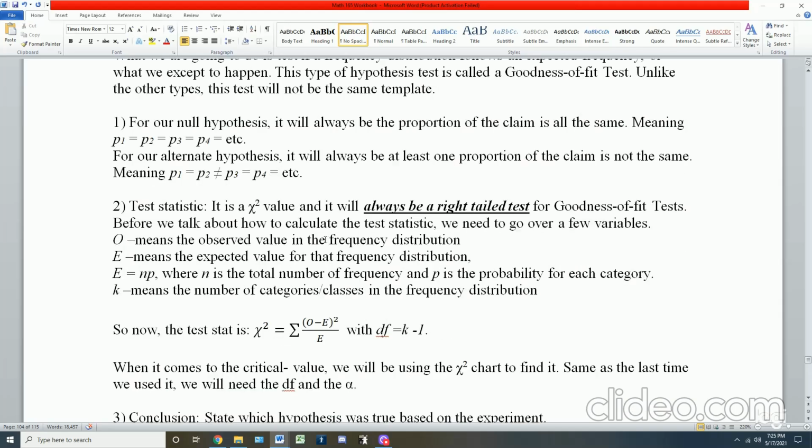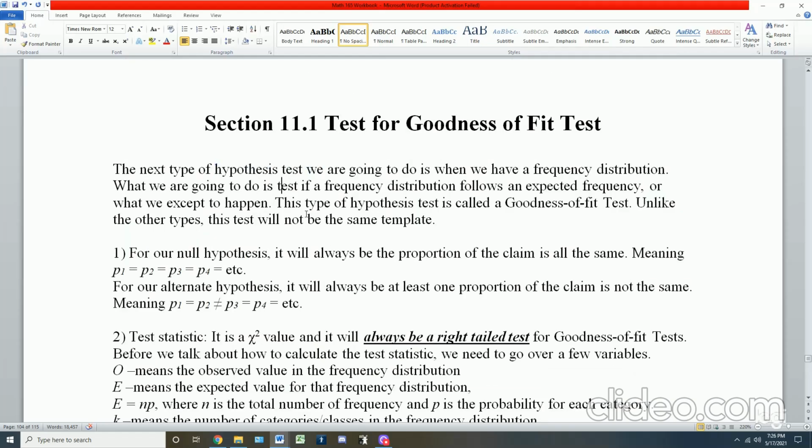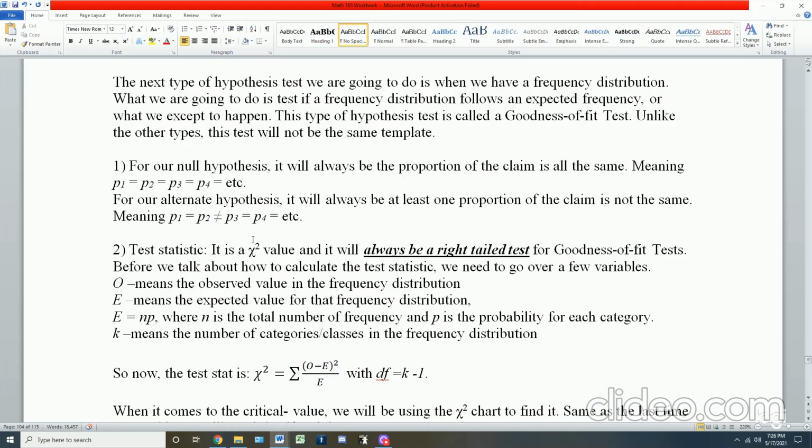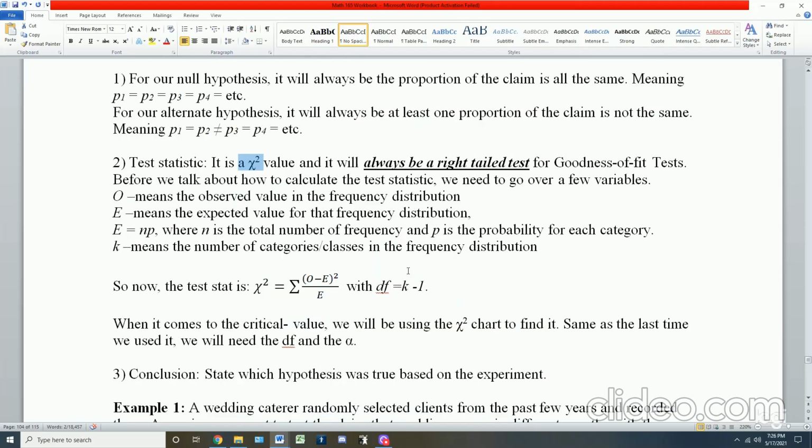Now, when it comes to our test statistic, it's going to be a chi-squared value, so nothing really brand new. We know what a chi-squared value is. And even better, it's always a right-tailed test, which is a great thing. So it's never two-tailed or left-tailed. It's always a right-tailed test for a goodness of fit test. Just like the other hypothesis tests, pretty much the only difference between one and the other is basically how to find your test stat. So even though it is a chi-squared value, how to calculate it is going to be very different. This is going to be our test statistic right here.